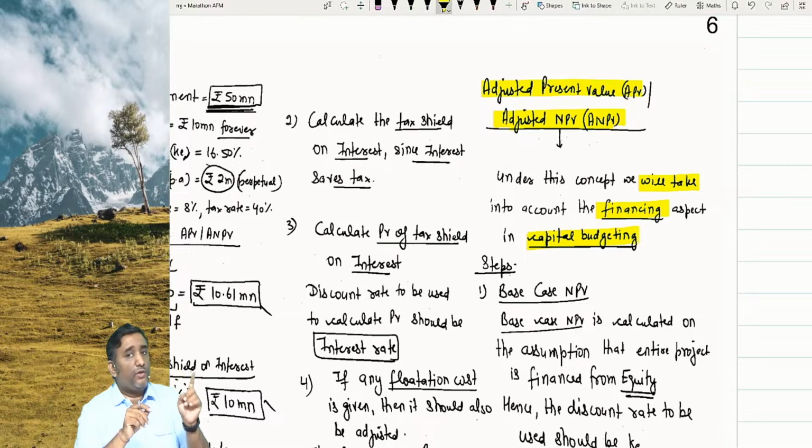Second, when you apply KO as a discounting rate, let's suppose you find KO as the weighted average cost: KE into weight of equity plus KD into weight of debt. KD you calculate by applying the tax factor, into 1 minus t. What if the tax rate changes in the economy?